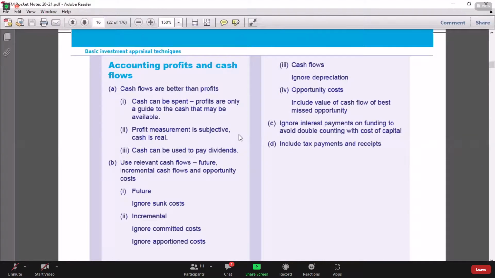So use the relevant cash flows. So future incremental cash flows and opportunity cost. And opportunity cost, any idea about this? What do you mean by this opportunity cost?